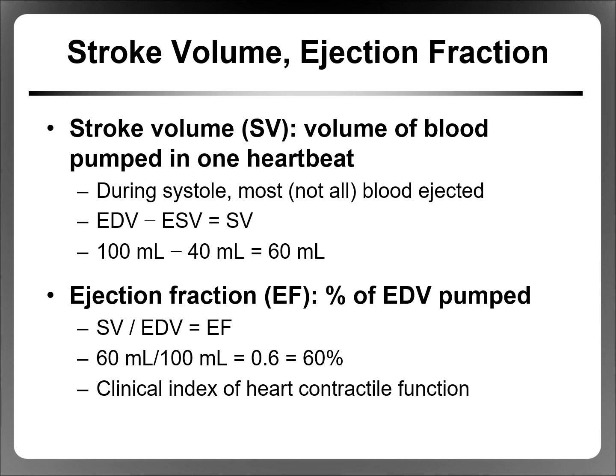From there, we can calculate your ejection fraction, which will be the percent of the end diastolic volume that is actually pumped out. So you can think of this as stroke volume divided by end diastolic volume. So 60 milliliters divided by 100 milliliters gives us a 60% ejection fraction. This is kind of a clinical index for heart contractile function. When we start dropping below 60% contractile functioning, we start to say that somebody has heart disease.